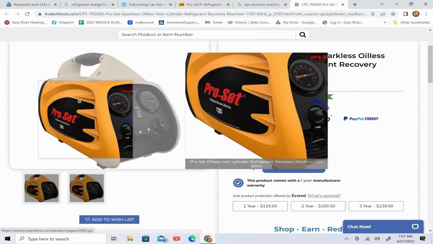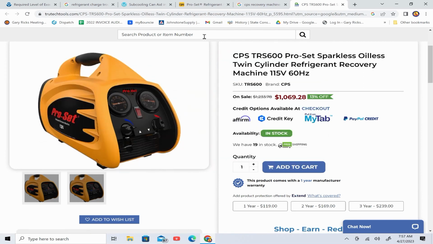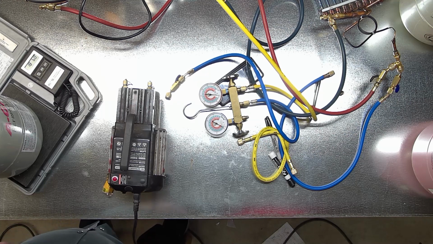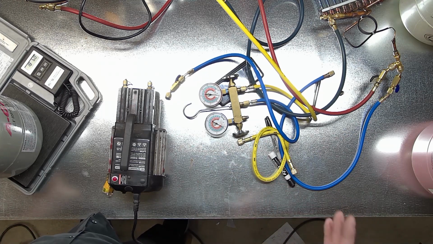Doesn't Milwaukee have a vacuum pump that runs on battery? There's some battery operated vacuum pumps, which would be nice, but you know what? Technicians love to run extension cords. No, they don't. Why don't you look down on the table again, Steph?